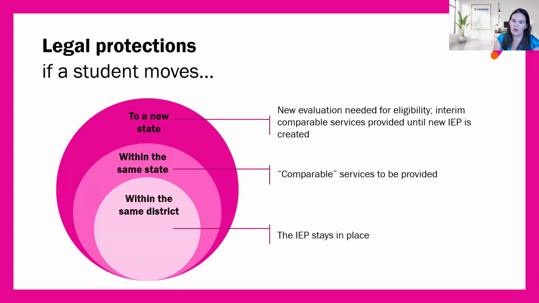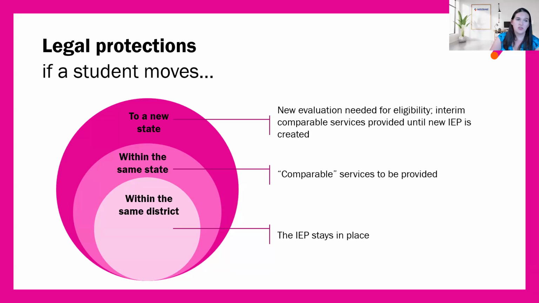And so as we've noted throughout the presentation, while there's the federal regulations, each state can go above and beyond those federal regulations to have their own state regulations. And so the new district, in the new state, will need to redetermine eligibility under their state criteria. But in the meantime, the district should be providing comparable services to the child until the new IEP is created. And so it's not that the child stops receiving special education services, but it may not look exactly the same as it is in the new state until the new eligibility determination and IEP is developed. But in the meantime, they should be getting comparable services to what is on their IEP.